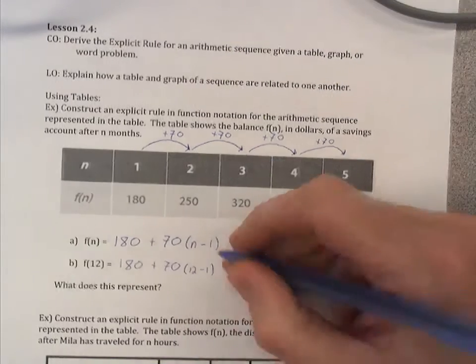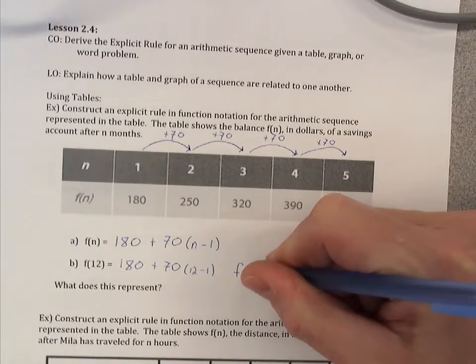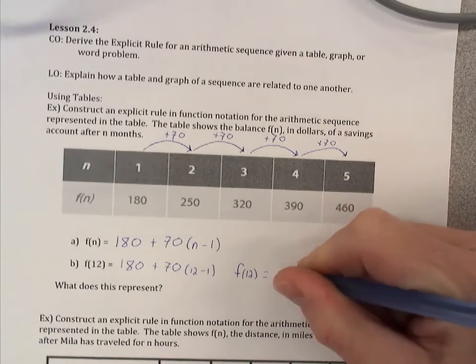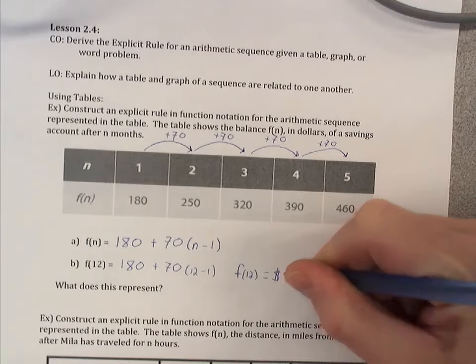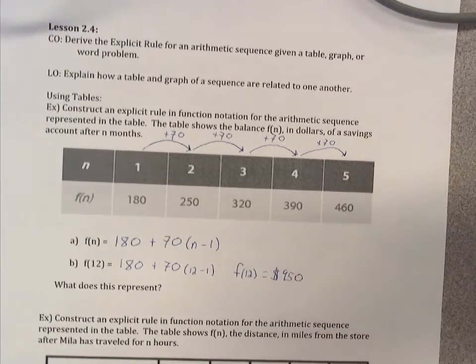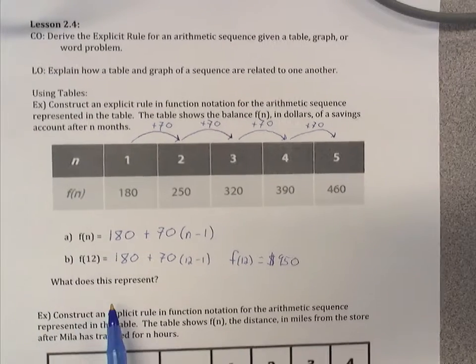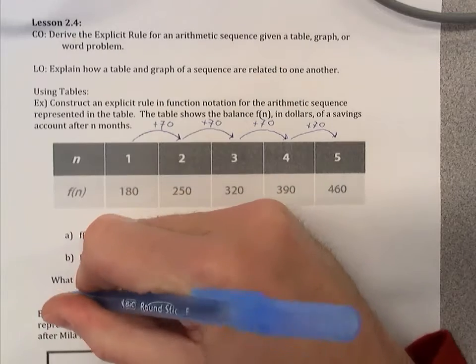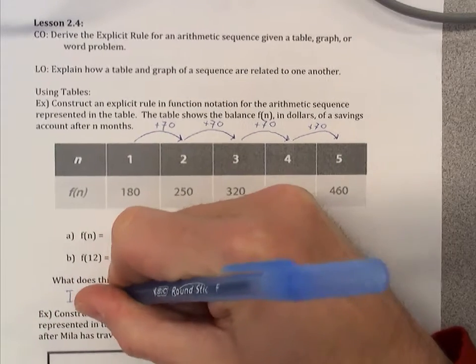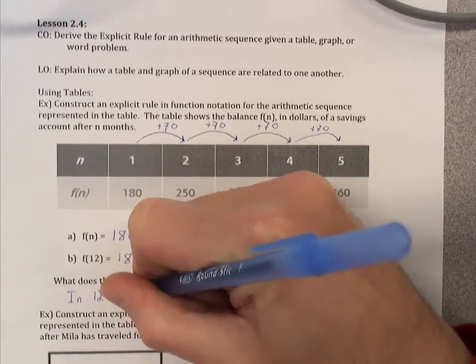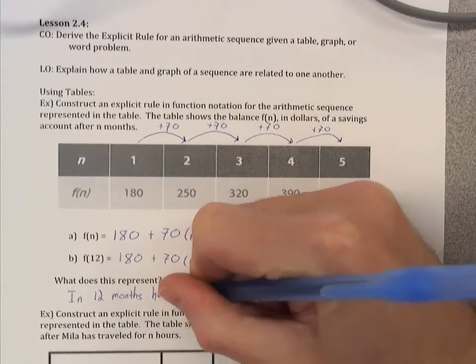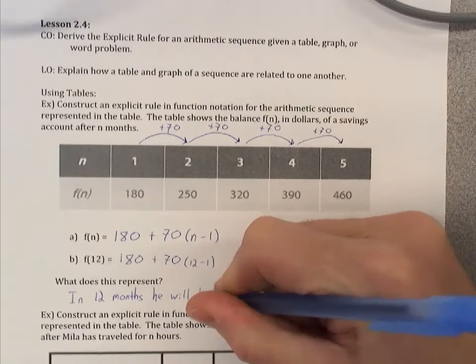And so what that tells us is that when n is equal to 12, f of n is going to be $950. Okay? So then the question down here asks, what does this represent? Well, what this represents is that in 12 months, he will have $950.